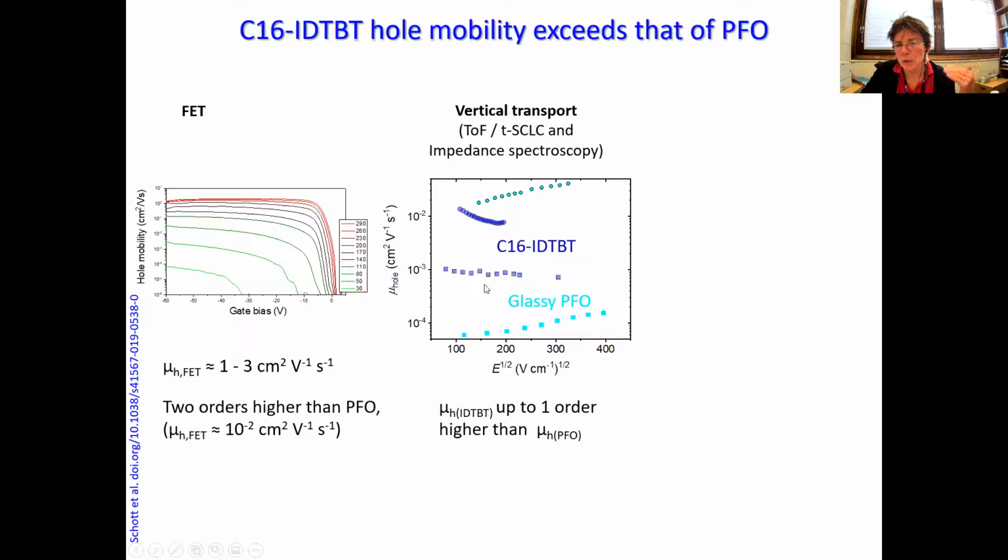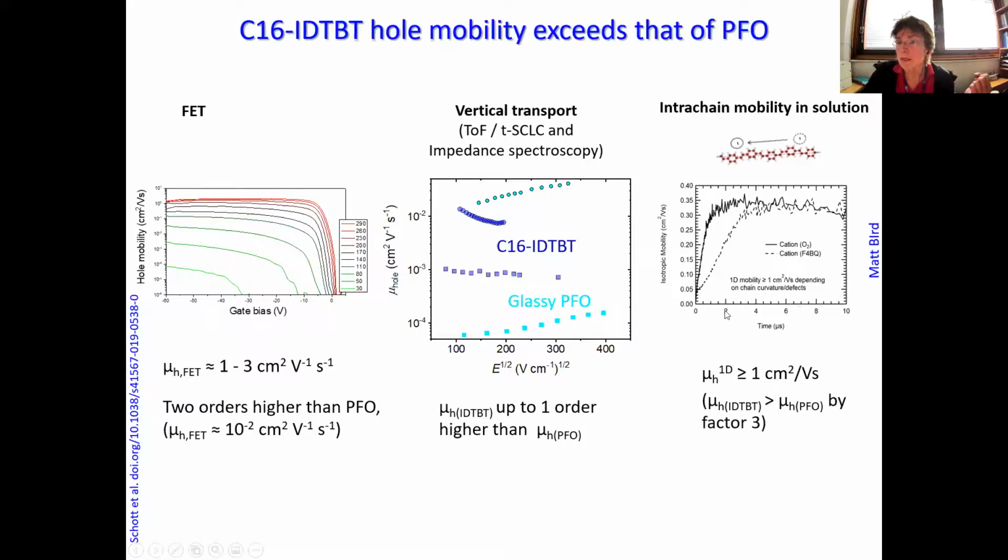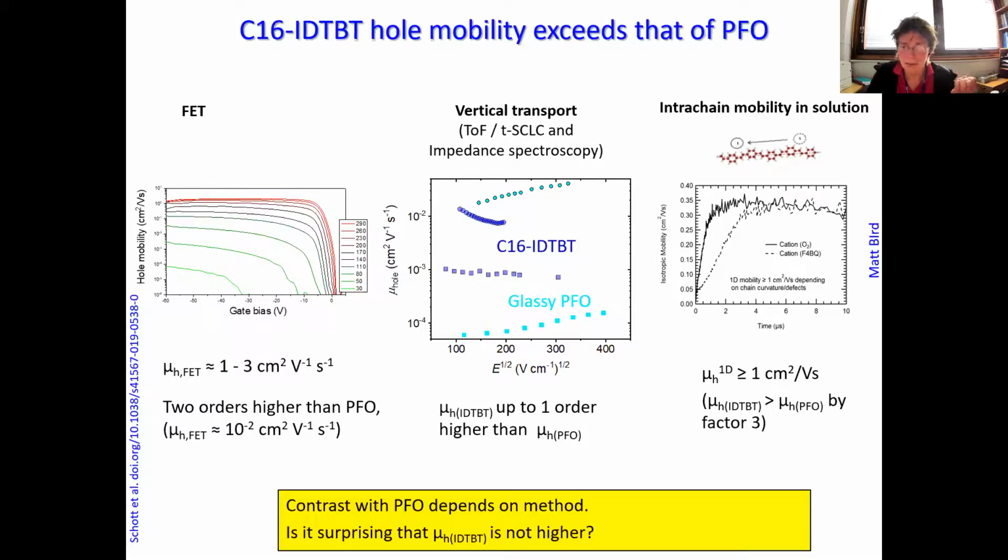When we look at the more quasi-steady state measurement using impedance spectroscopy, we find IDT-BT is about an order of magnitude better than PFO. And then we looked with Matt Bird at Brookhaven National Laboratory at the intrachain mobility in solution, and all he could say was that it is larger than 1 centimeter squared per volt second, and that is already about a factor of 3 higher than it is for PFO. So this polymer, which is definitely not limited by intrachain transport, is better than PFO.